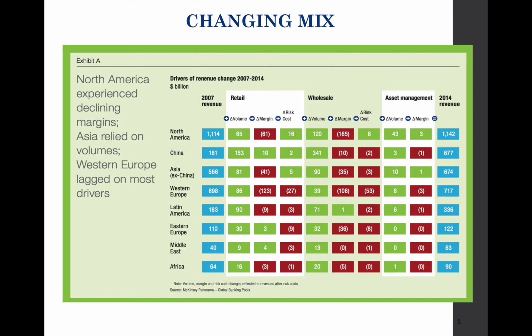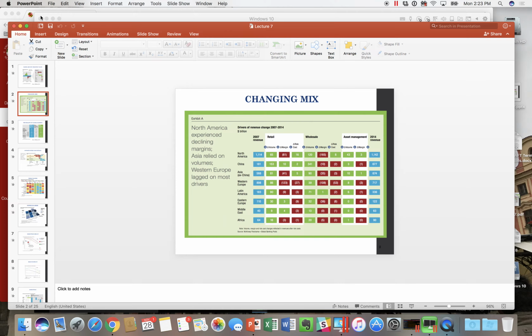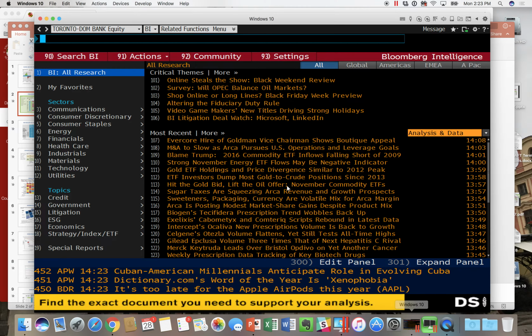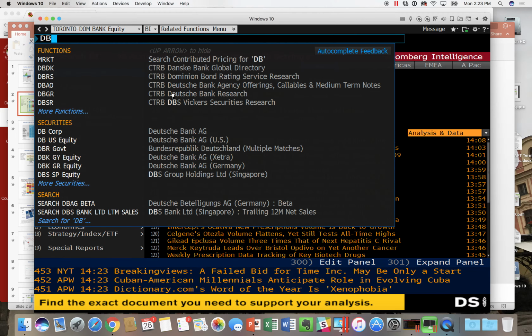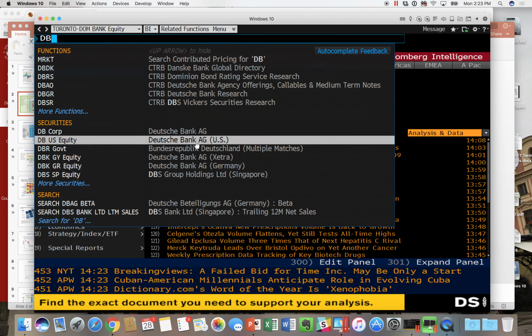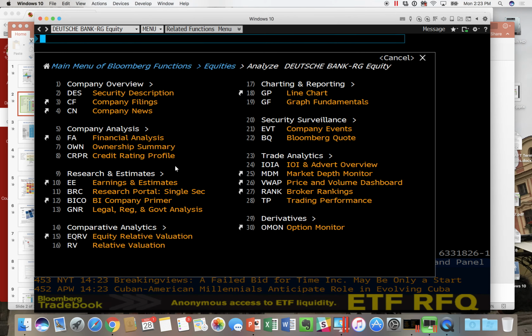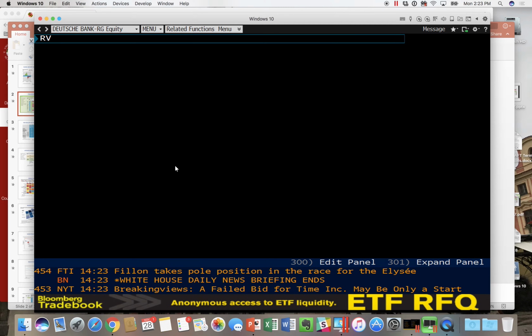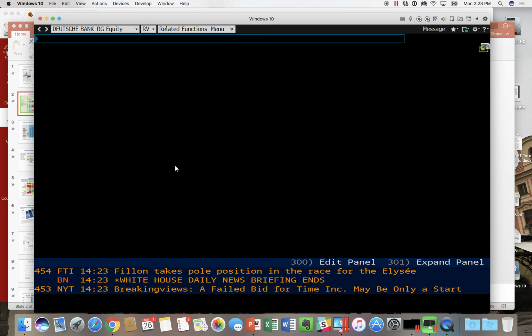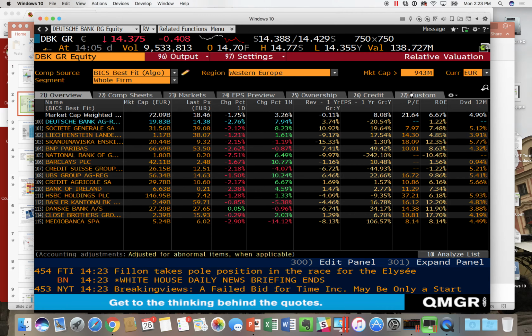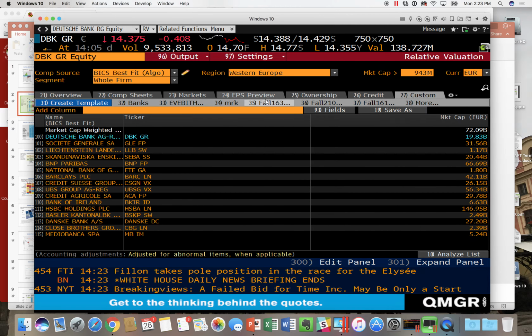Okay, and so here's how this affects data from today. So let me just escape here. Let's go to Bloomberg, and let's look up a couple things. First, let's look up Deutsche Bank. So here's Deutsche Bank, and I'll do Germany. And let's go to RV, and let's go to custom. And let's create a custom template.